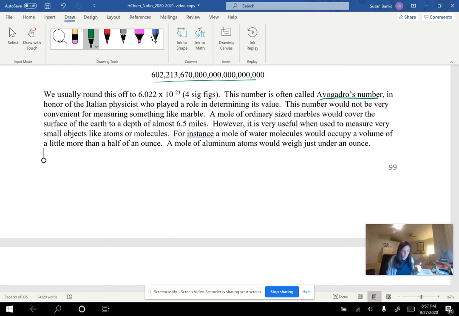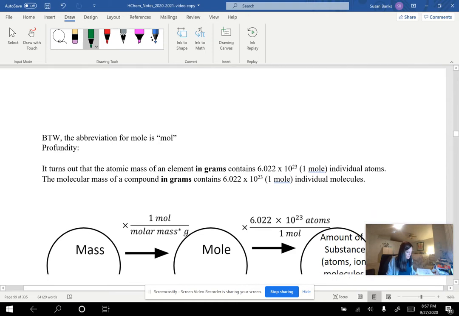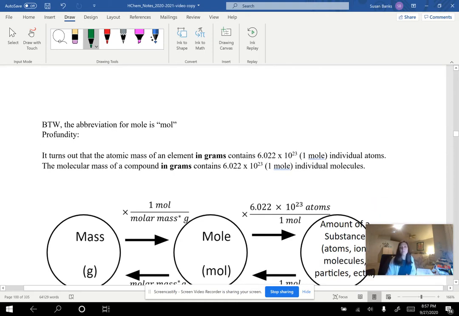In fact, I've added a video to this where I've measured out a mole of certain things just to give you an idea of how useful a mole is. So be sure to watch that video. By the way, the abbreviation for mole is mol. You get to save the E, one whole letter. It's awesome.